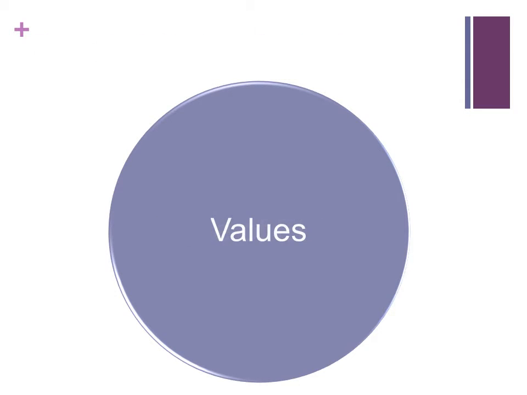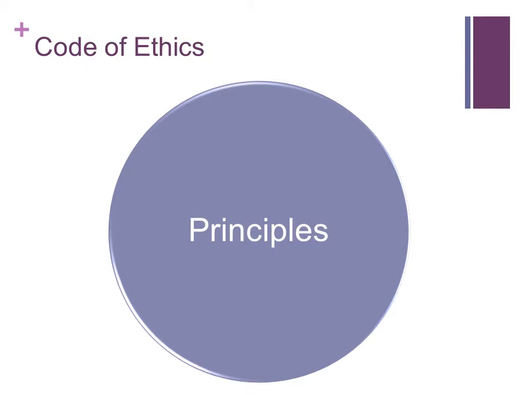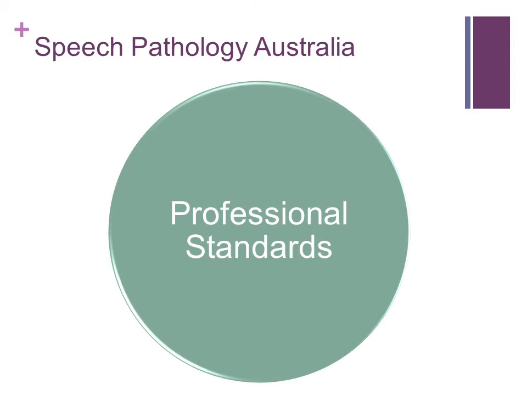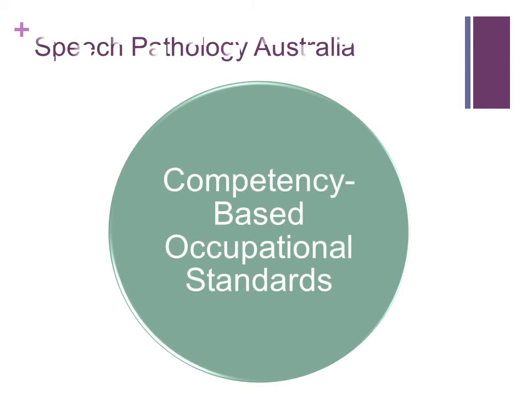The Code of Ethics outlines the values of the profession, the principles that guide ethical practice, the standards of ethical practice, and the duties of a speech pathologist in relation to clients and to the community, to employers, to the profession and to themselves, as well as to colleagues. Speech Pathology Australia requires an entry-level speech pathologist to have skills in certain areas. These skills are documented in the Competency-Based Occupational Standards, or CBOS. The CBOS applies to all graduate speech pathologists, individuals seeking professional recognition for qualifications gained overseas, and speech pathologists returning to the profession after an extended break.